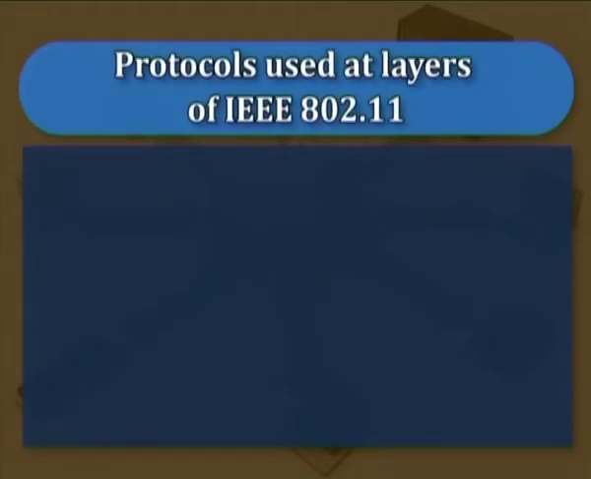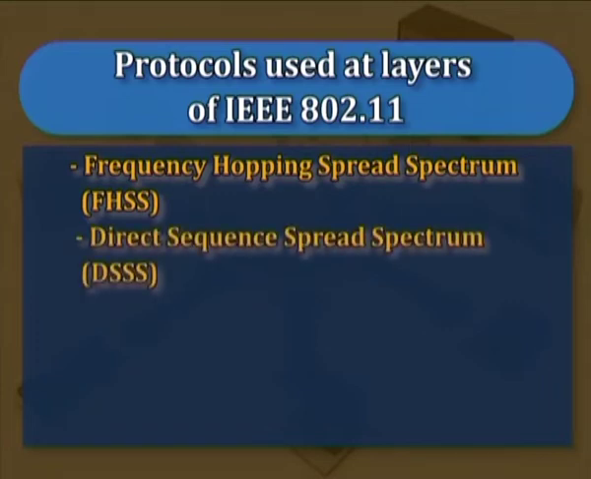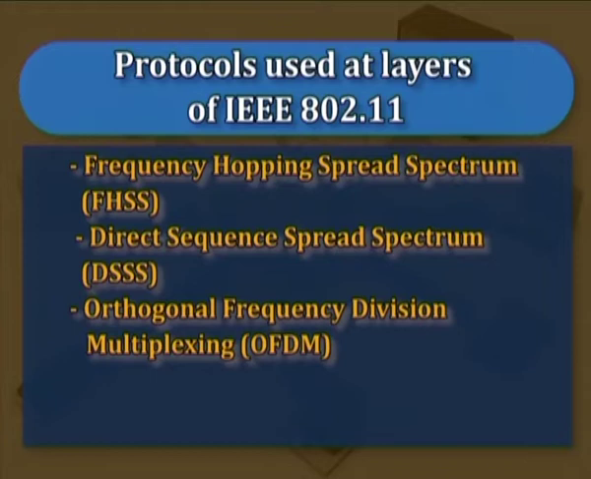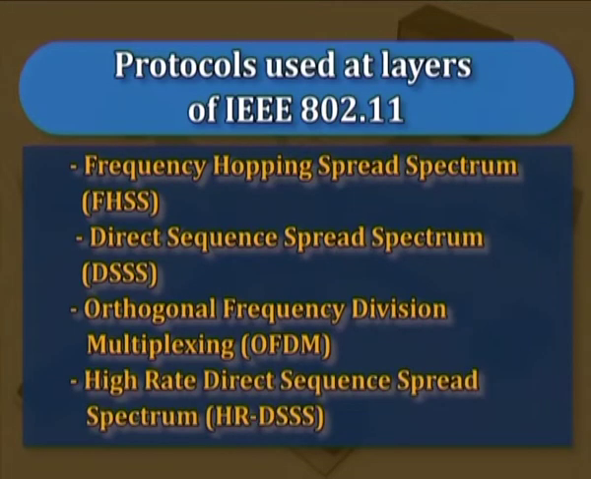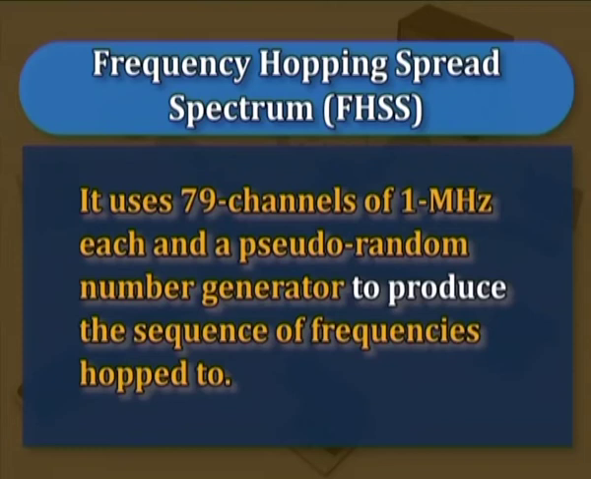Further, 802.11 uses frequency hopping spread spectrum FHSS, direct sequence spread spectrum DSSS, orthogonal frequency division multiplexing OFDM and high rate direct sequence spread spectrum HRDSSS modulation techniques at physical layer. Frequency hopping spread spectrum, FHSS, uses 79 channels of 1 megahertz each and a pseudo random number generator is used to produce the sequence of frequencies hopped to. This method provides a fair way to allocate spectrum in the unregulated ISM band.